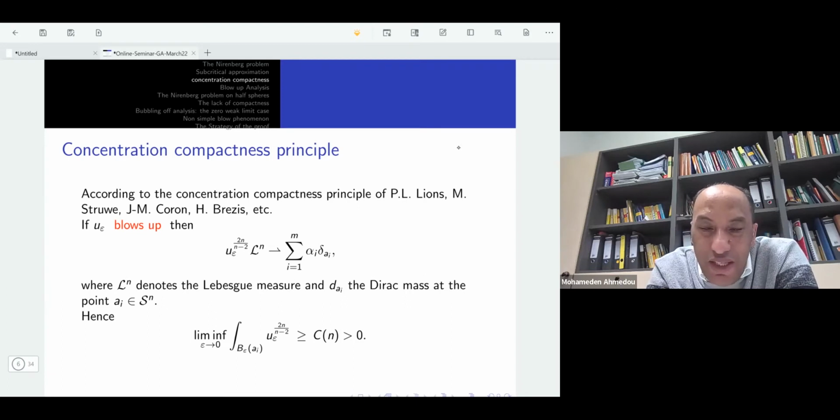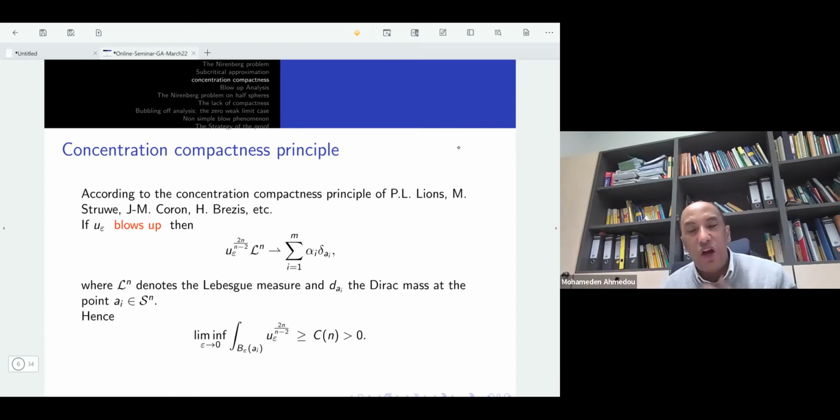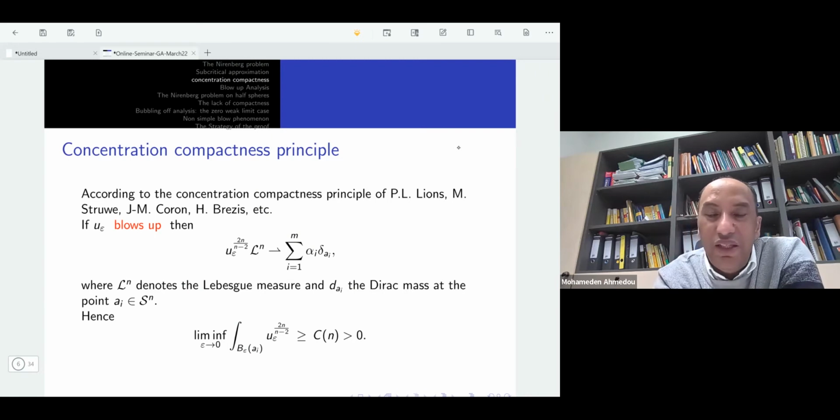And more precisely, at some point where concentration occurs, if you integrate the norm of u epsilon in L^{2n/(n-2)}, this norm will be lower bounded as epsilon goes to 0. So there is a concentration of compactness in this sense.